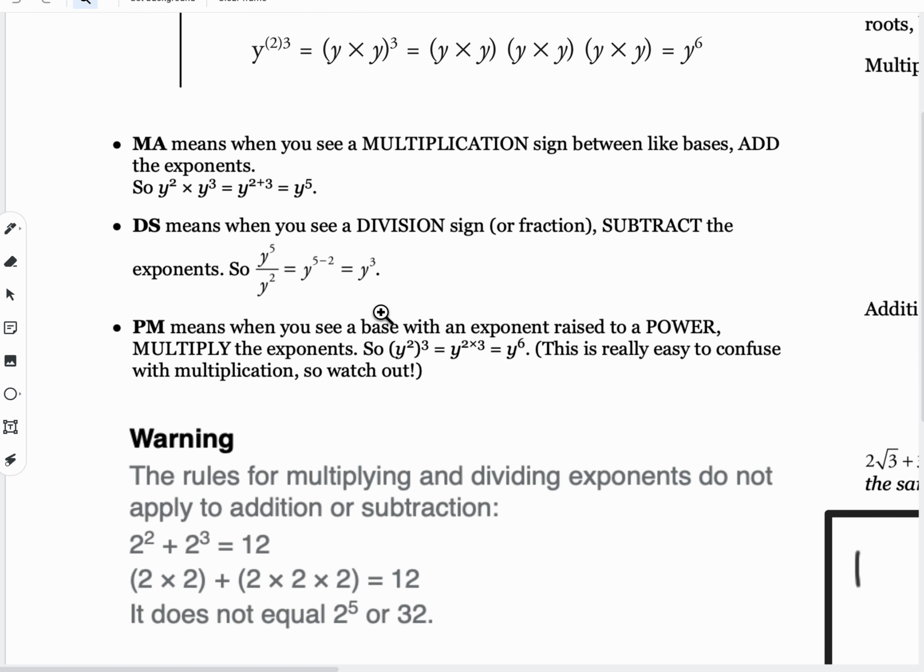Now the rules for multiplying and dividing exponents do not apply to addition or subtraction. For example, 2 squared plus 2 cubed equals 12. 2 times 2 plus 2 times 2 times 2 equals 12. It does not equal 2 to the 5th power, or 32.